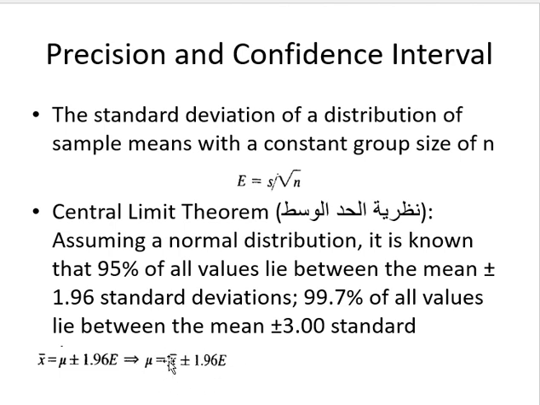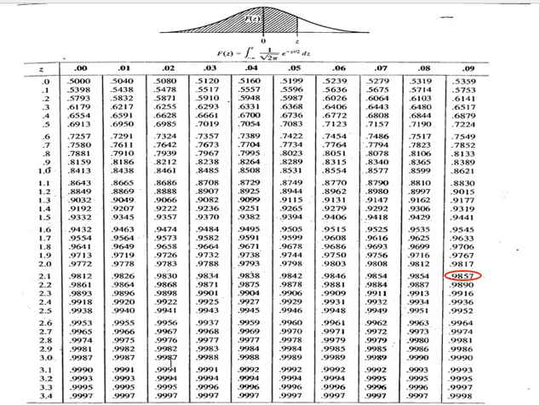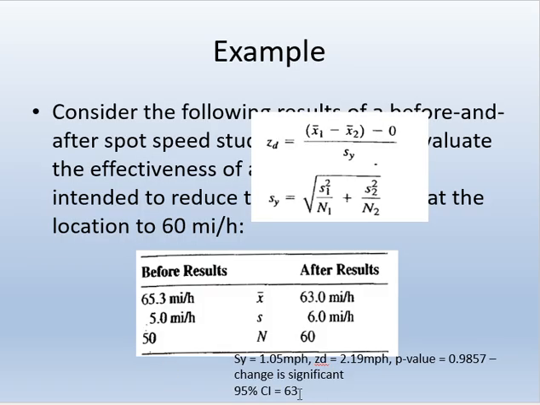Okay, so first I will calculate the e value. Let me calculate the e value first. So e is s upon root of n. So s is 6 divided by the square root of n, which is 60. Okay, so this comes out to be 0.77.